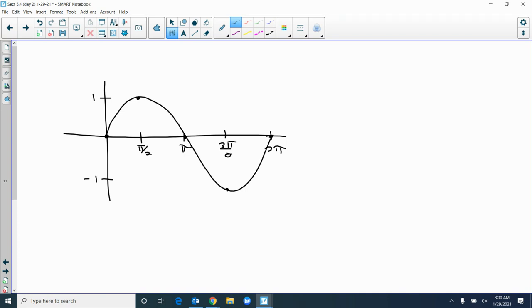And I need these 1, 2, 3, 4, 5 key points. We know their coordinates for normal sine. It'll be pi, 0. It'll be 3 pi over 2, negative 1, and it'll be 2 pi, 0. So those are the coordinates, but we need to come up with the coordinates for the new graph.